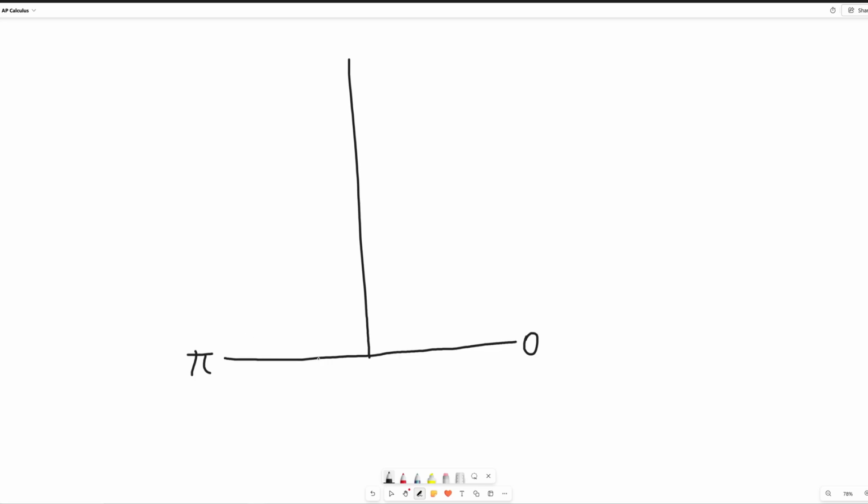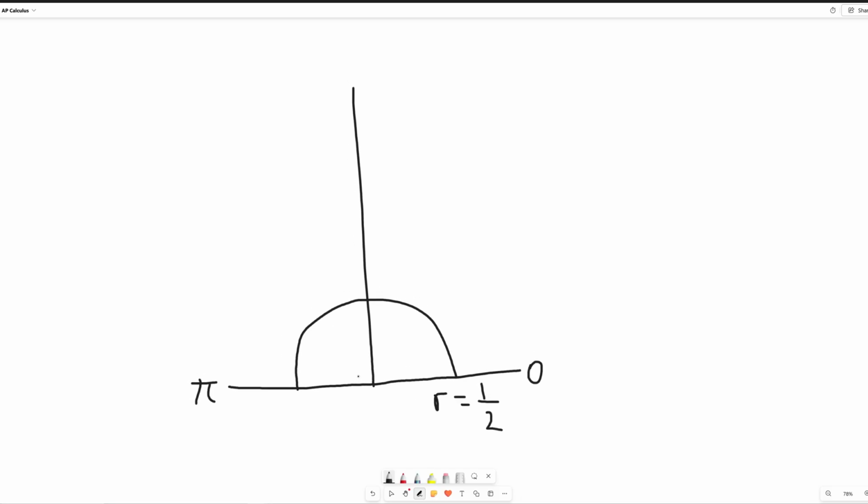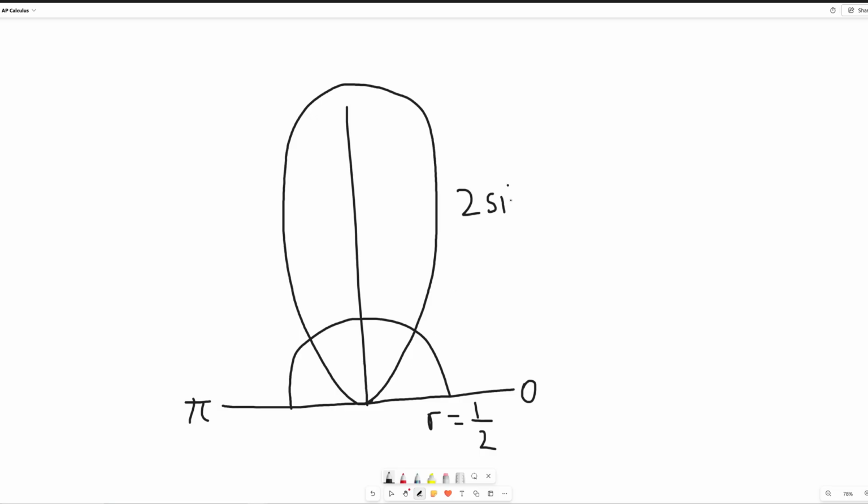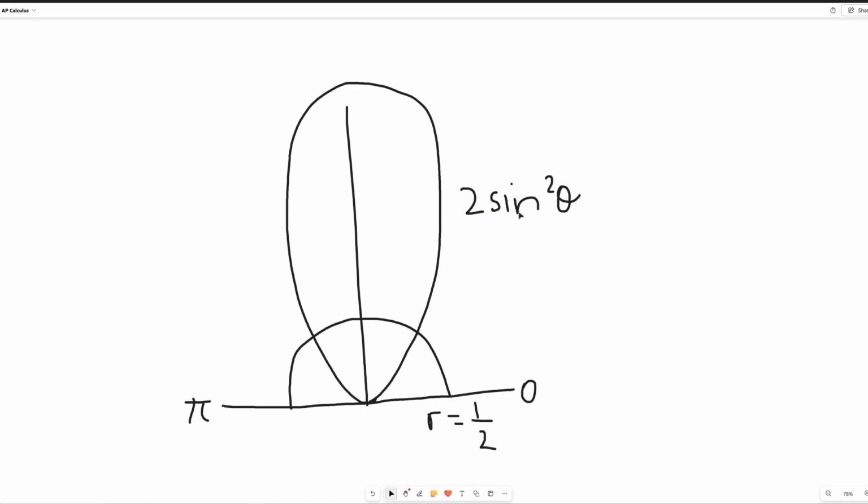So, I'm going to have a semicircle. And this semicircle's r equals 1/2. And then I'm going to have this weird looking curve, which I'm defining as 2 sine squared theta equals r.